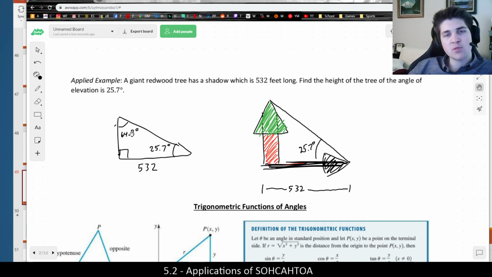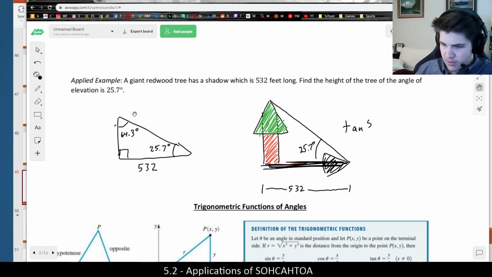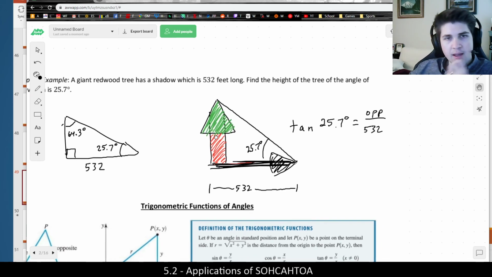So if my question was, well, which trig function should I use? Should I use cosine, sine, or tangent? I would choose to use tangent here because I know the shadow length, which is adjacent to the angle, and what I want to find is, well, what's the opposite side? It's technically not even asking me for the hypotenuse, so I could just completely skip that and just use tangent. So, tangent of 25.7 degrees is equal to opposite over adjacent. And my point is I know everything that I need to except for the opposite side.